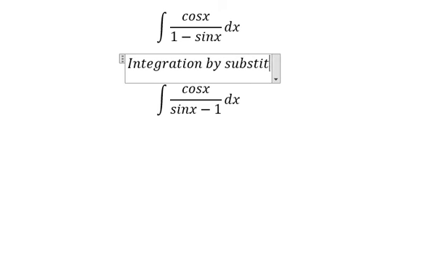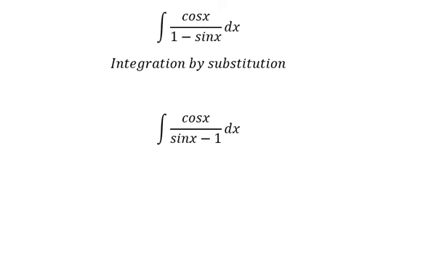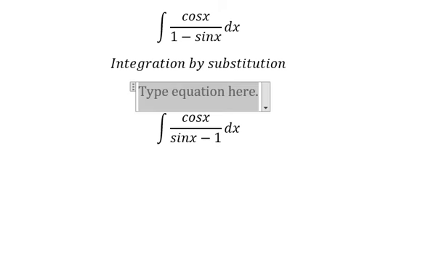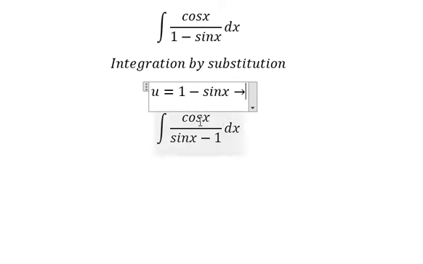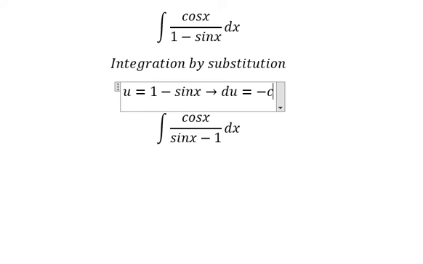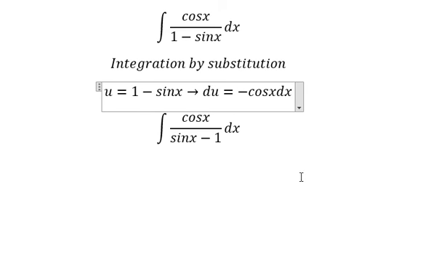by substitution. So I will put u equals 1 minus sin x. So if I take the first derivative of both sides, you get du equals negative cosine x dx. The first derivative of sin x is cosine x. Because we have the negative, you get a negative in here. The derivative of the number 1 is 0.